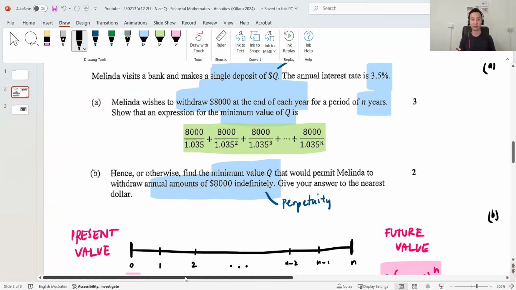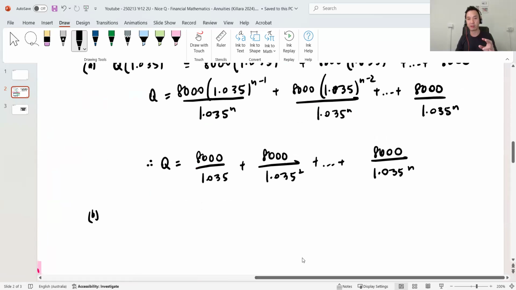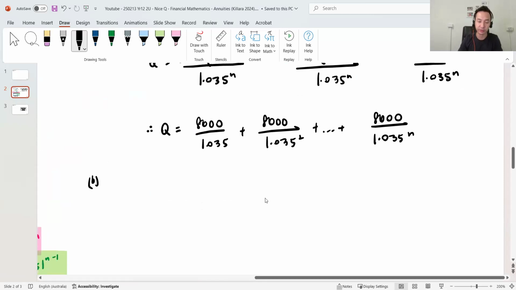Part B. So they want to ask, what if they wanted to withdraw this amount forever, indefinitely, in perpetuity? Here's what you do.